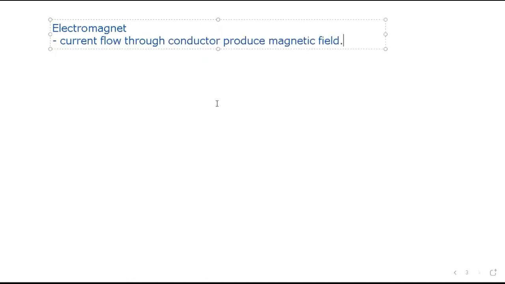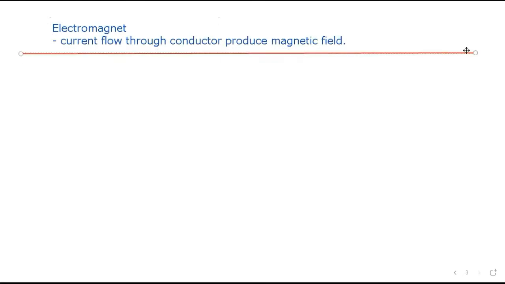Okay, now we go to see the electromagnet. What is this? This is a conductor. Current flows through the conductor, it will produce a magnetic field itself automatically. So this one we call an electromagnet. Okay, we see one by one.